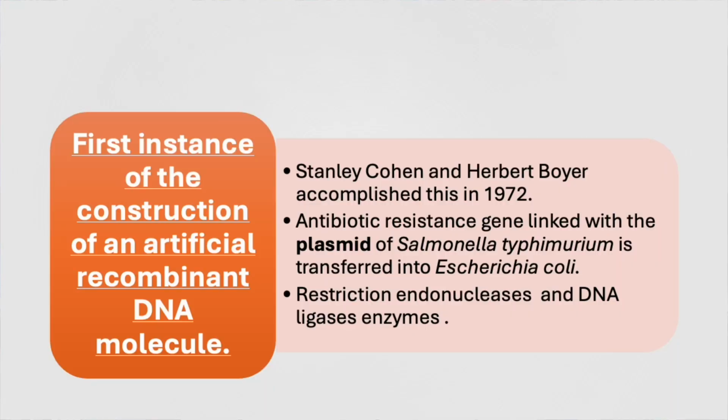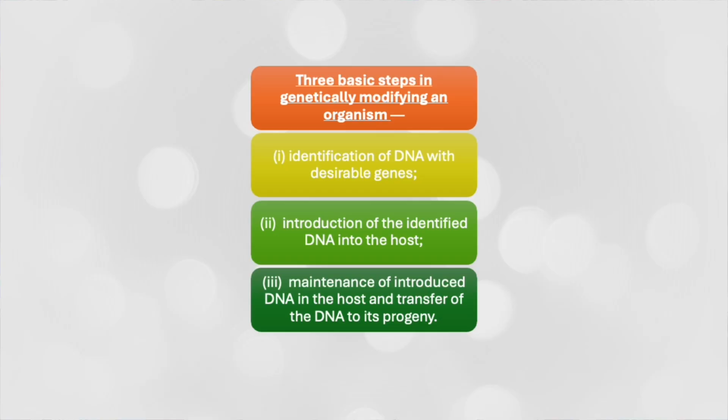The next unit has two chapters, biotechnology, its principles and processes, and the application of biotechnology, where first we learn the definition of biotechnology and then the experiment conducted by Herbert Boyer and Stanley Cohen, which is the first experiment, learn the experiment, then the processes involved in genetically modifying an organism. Then we learn the different components involved in the field of biotechnology.